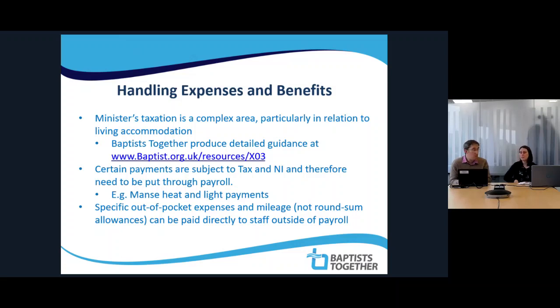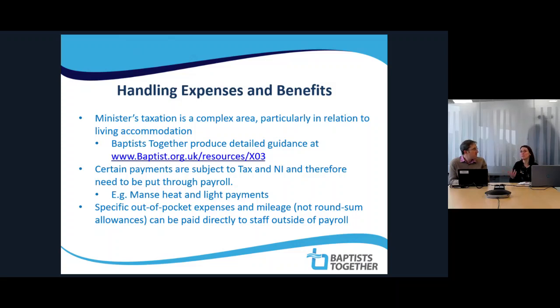Yes, so phone payments, if it's a landline in the manse, then that's absolutely fine for the church to pay. If they're reimbursing the minister because it's in the minister's name, then that has to go through payroll and be taxed. If it's a mobile phone, it has to be in the church's name. So if that employee left, they'd give that phone back. The church are paying for it directly.